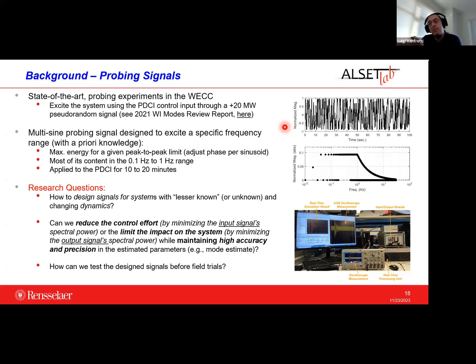The other research questions that we try to answer is, can we reduce the controller's effort by minimizing the input signal spectral power, or limit the impact on the system, which is the most important point of view from the power grid operator, by minimizing the output signal spectral power, while maintaining high accuracy and precision in the estimated parameters. So that's the big research question that we did. And the last one is really how can you test the designed signals before you apply them in the field.